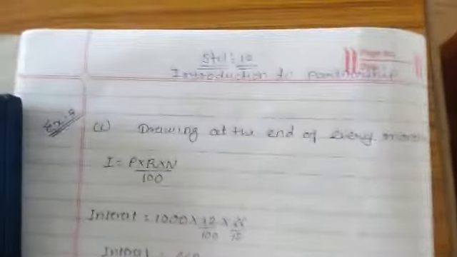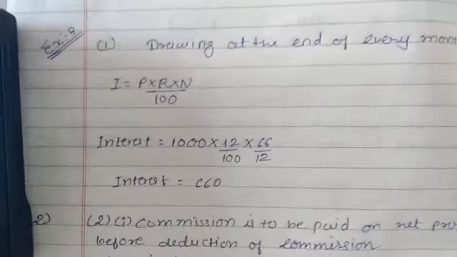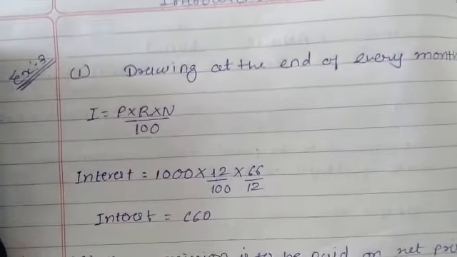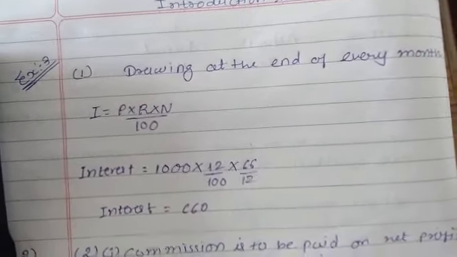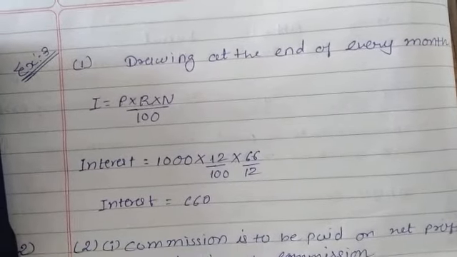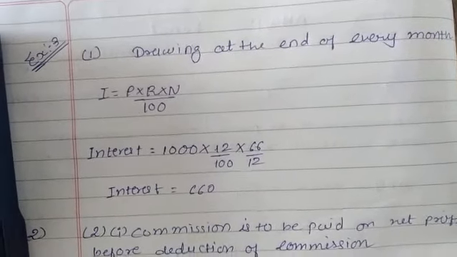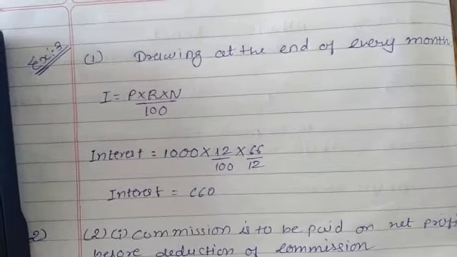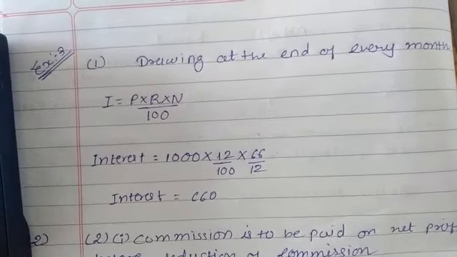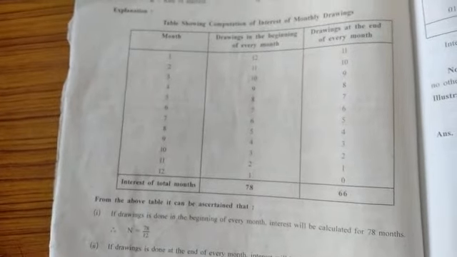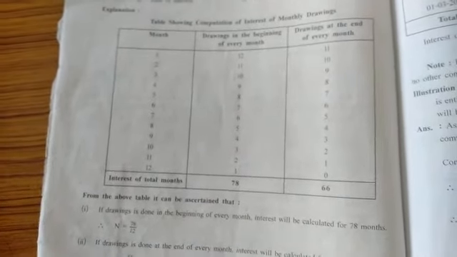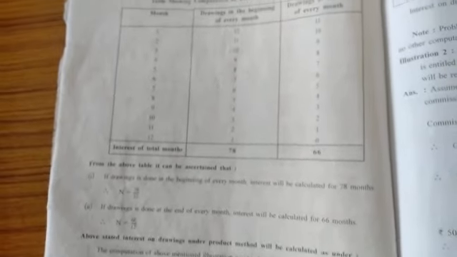For this, we have one formula. I is equal to PRN upon 100. Interest is equal to principal amount into rate of interest into number of years divided by 100. So the interest is equal to 1000 into 12 divided by 100 into 66 by 12. So the interest amount is 660. And we get 66 by 12.